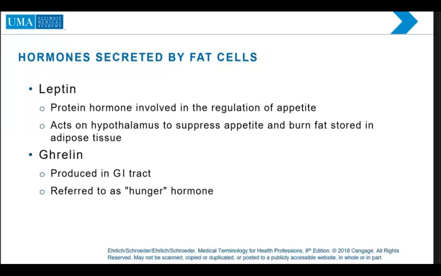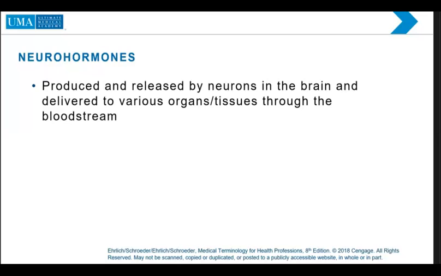There are hormones secreted by fat cells, and these are leptin and ghrelin. Leptin is a hormone involved in the regulation of appetite, and it acts on the hypothalamus to suppress appetite and burn fat stored in adipose tissue. Ghrelin is produced in your GI tract and is referred to as your hunger hormone. Neurohormones are produced and released by neurons in the brain and delivered to various organs and tissues through the bloodstream.